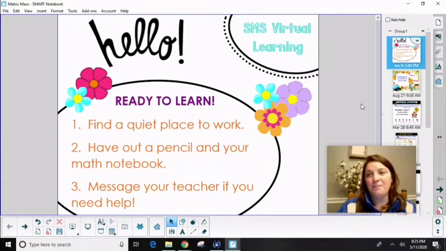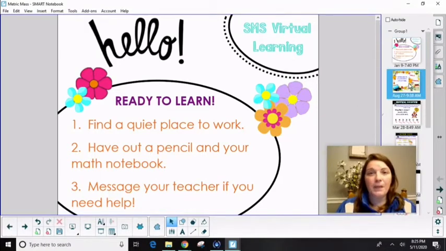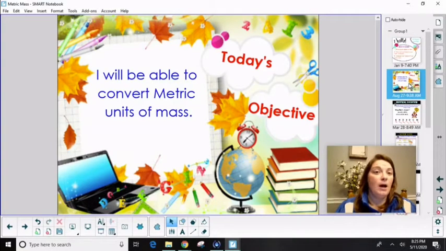All right, we are in another lesson with converting in the metric system, and it's really the same thing that we did in our last lesson with converting metric length, but we have a couple of different units to look at. So our objective today: I will be able to convert metric units of mass.